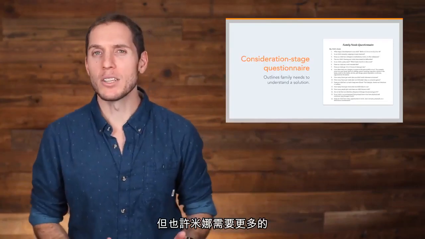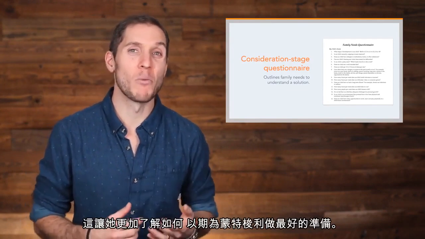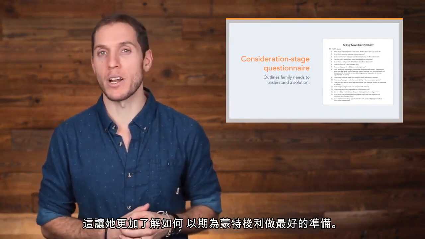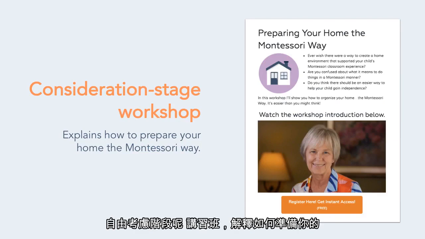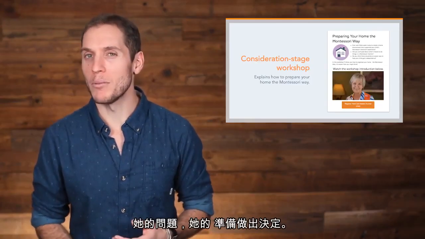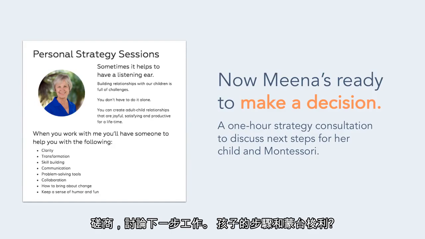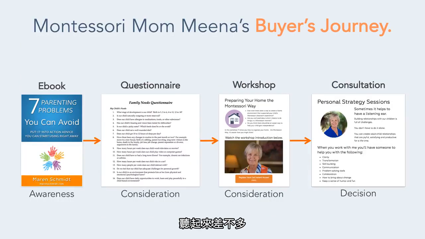But maybe Mina needs a little more information that will help her to the decision stage, something that educates her more on how to best prepare for Montessori. What about a free consideration stage workshop that explains how to prepare your home the Montessori way? That could do the trick. And now that Mina has found a solution to her problem, she's ready to make a decision. What about offering Mina a 1-hour strategy consultation to discuss next steps for her child and Montessori? Sounds about right. That's an example of a complete buyer's journey.